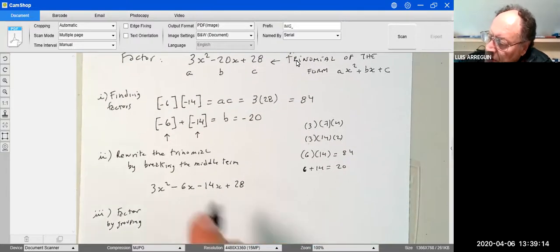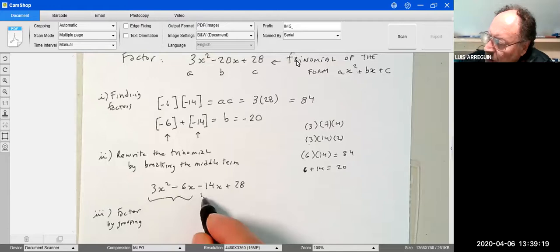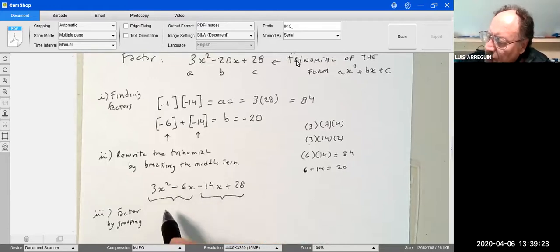Just check the notes. Factoring by grouping means that you're going to group the first two terms and the last two terms, and you're going to find greatest common factors for each. So what is the greatest common factor for the first group? What is the number that divides both coefficients? It's going to be 3. What is the variable that divides both terms? It's going to be x. So my greatest common factor for the first group is 3x.